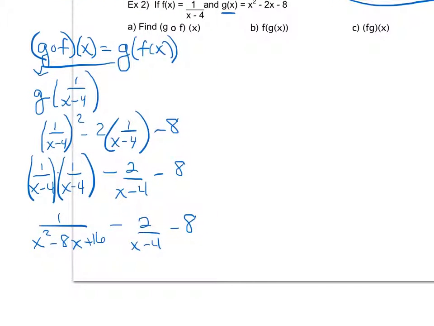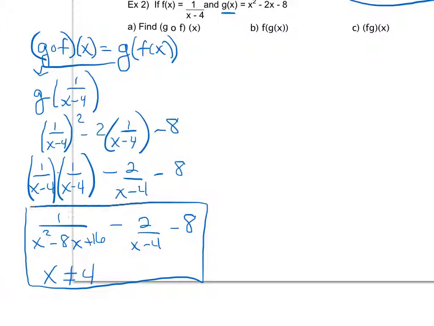Since this is a fraction and it has a denominator, I really should state my domain restrictions. Well, I can see from here and here that x cannot equal 4. We will move into working more with rational functions and learn how to simplify this further, but for now, that's all we need to do.